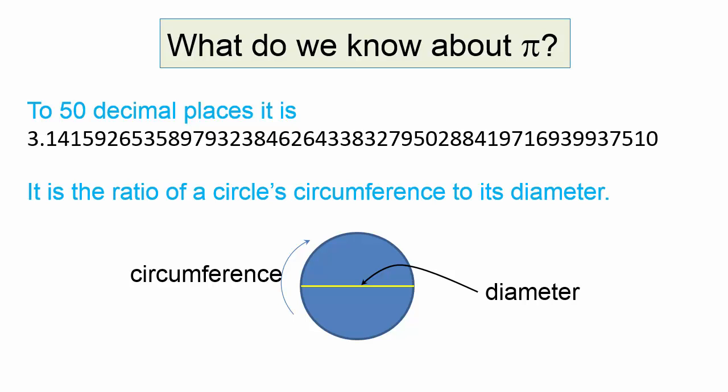We can also say that pi is the ratio of the circumference of a circle to its diameter. That's probably something you've learnt from your work on perimeter and area of circles. Now let's see how we can start the problem off in terms of Monte Carlo simulation.